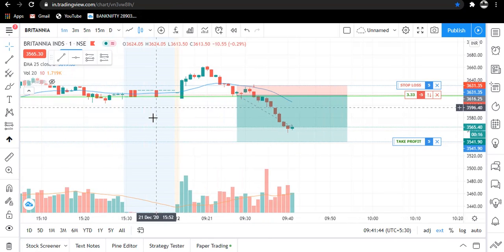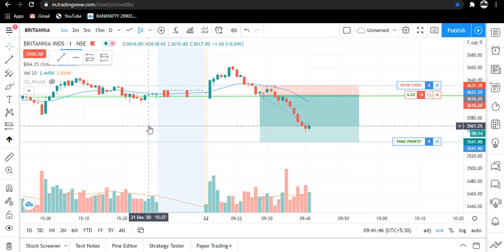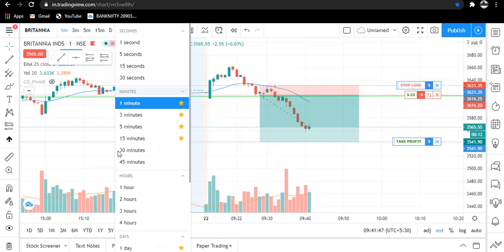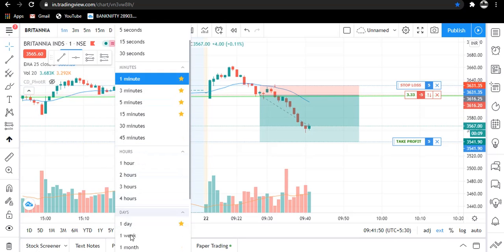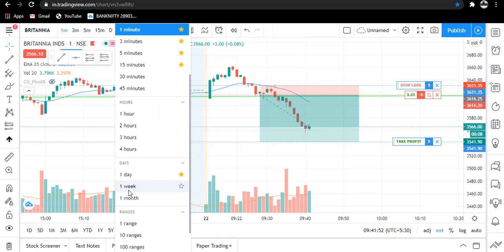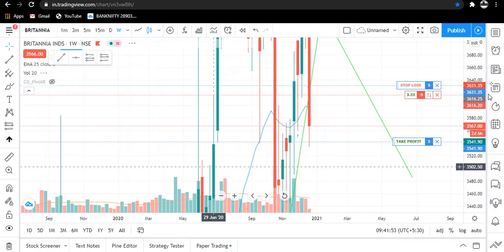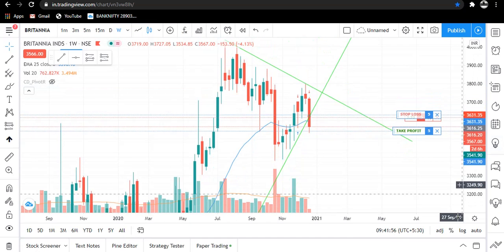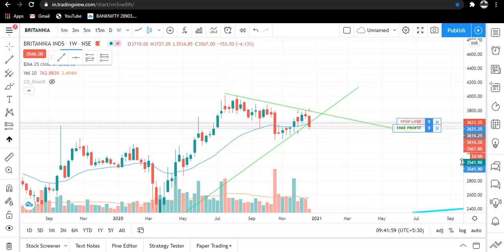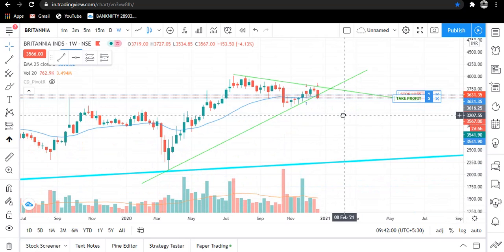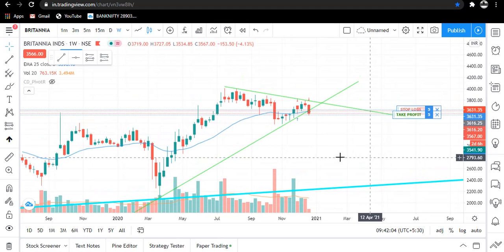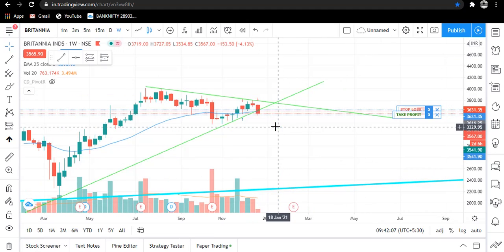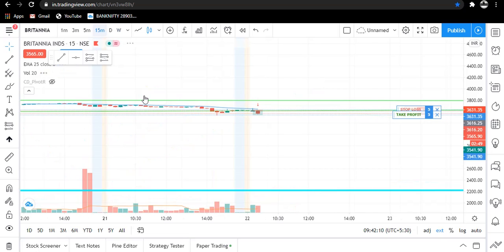Let me again open. I am opening here the 1 week time frame. Okay traders, in the 1 week time frame you can see our trend line which is drawn in green color. You can see here a breakout was given yesterday by a very big momentum on the downside. So what happened? The same happened.